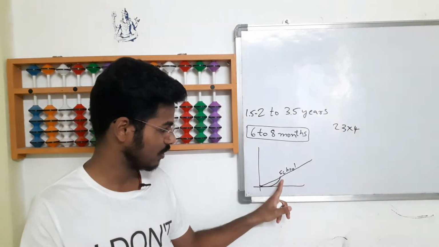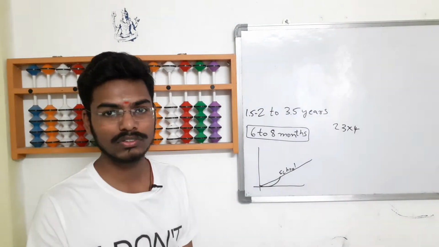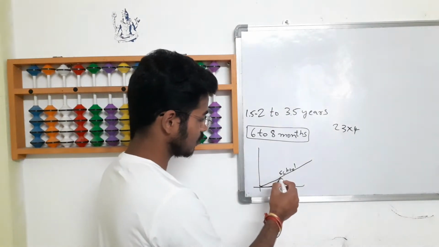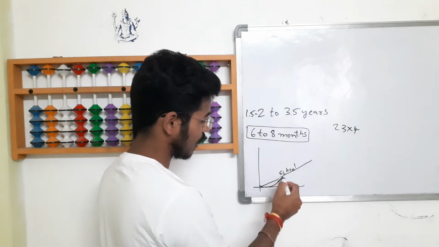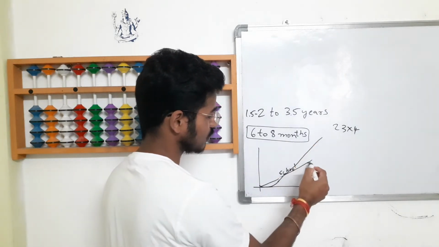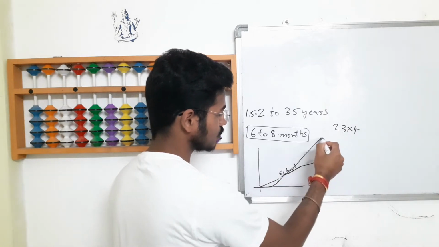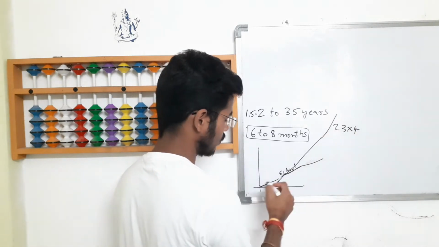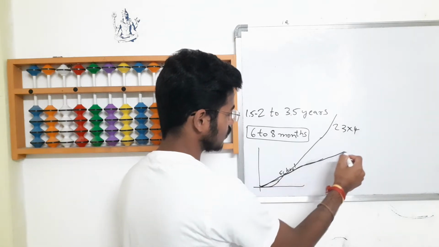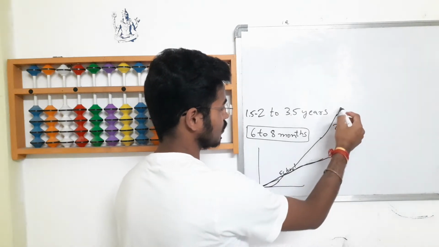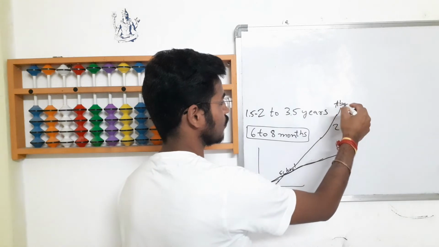But after this point, you will start learning visualization slowly. You will improve your speed. And what happens next, you see this, the difference is huge. This is your school method, and this is your Abacus method now.